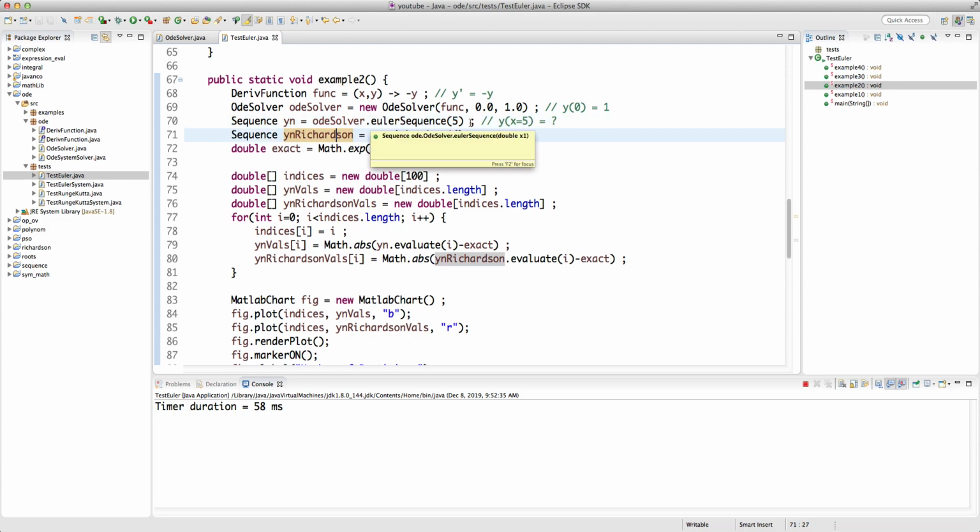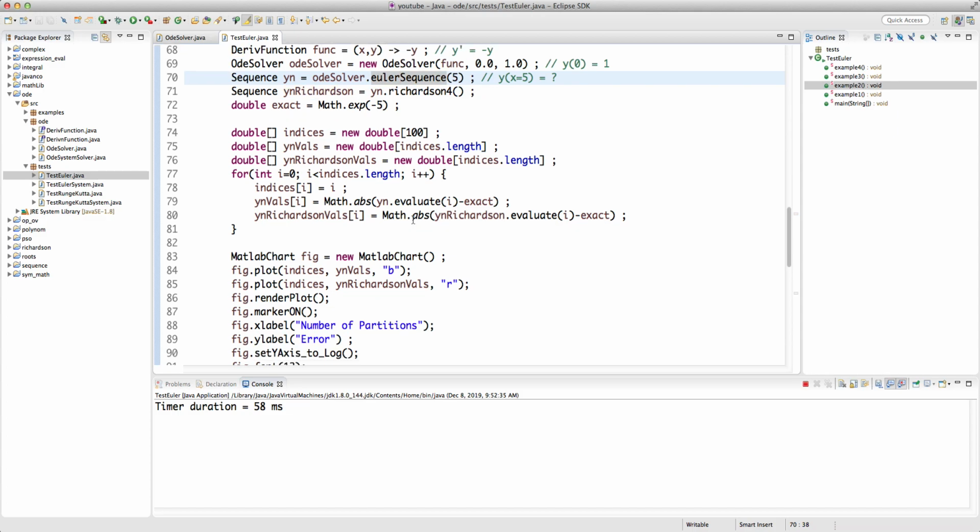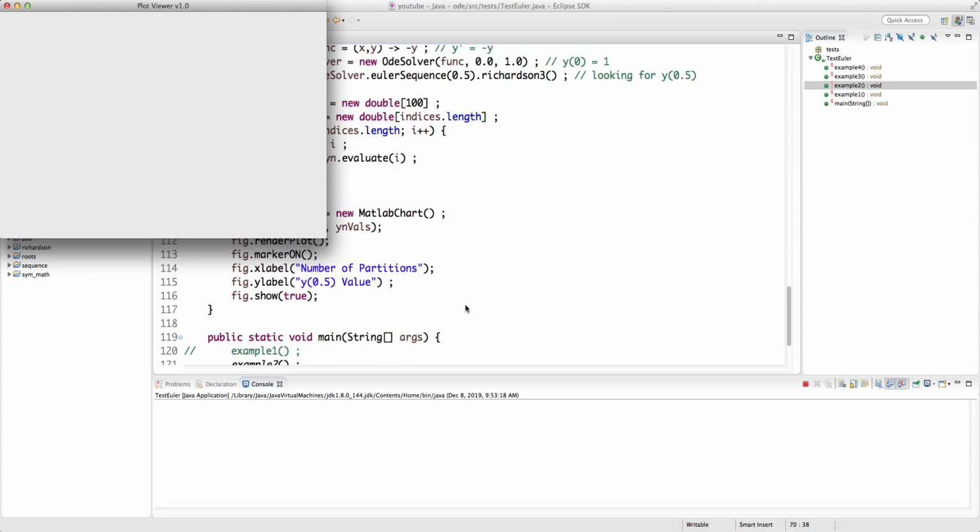As you can see here, the Euler sequence is created, and then I manually do a fourth order Richardson, right? So the difference from example 1 is that I'm applying a fourth order Richardson on the original Euler sequence, and then I plot it. So let's run example 2.